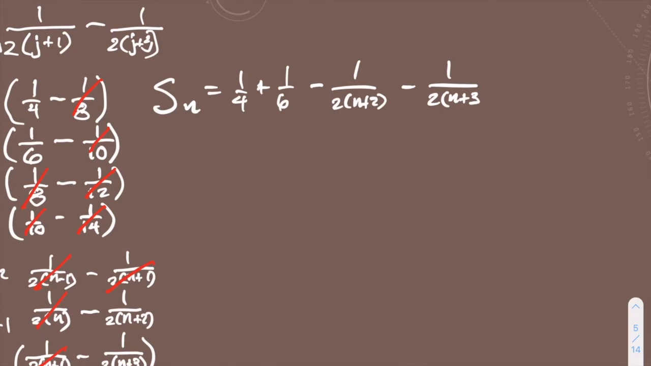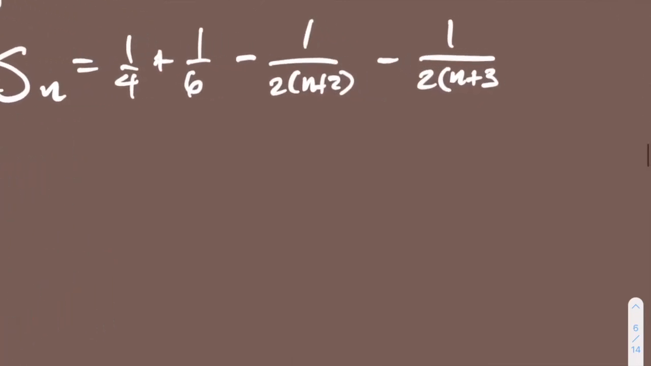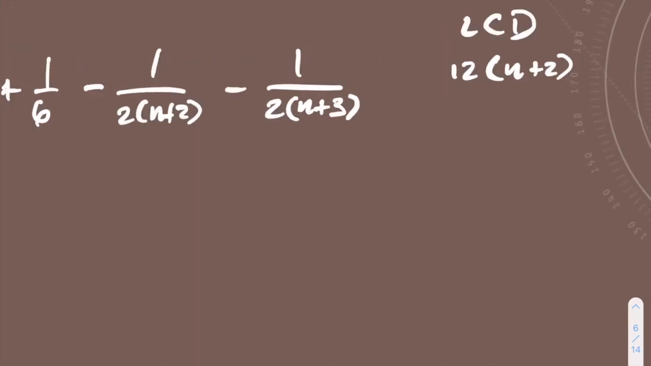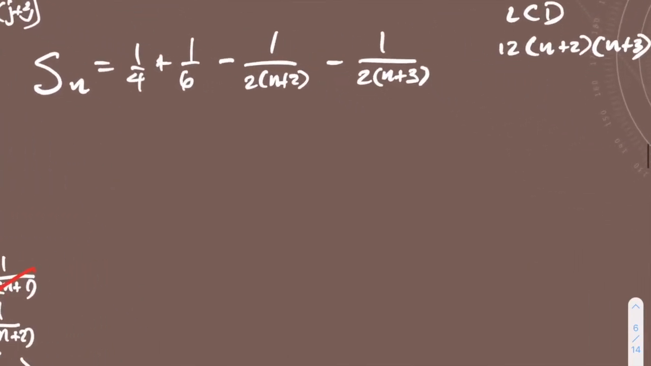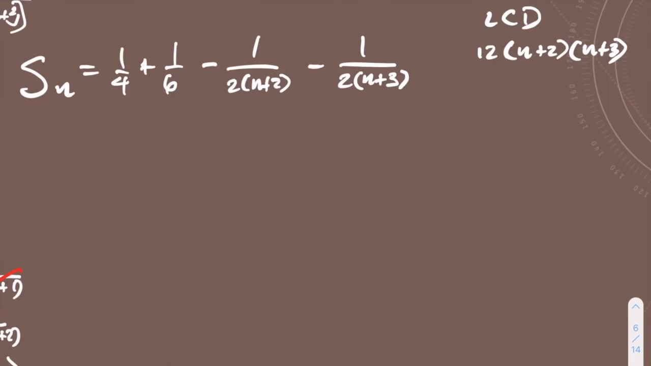So this just becomes now a matter of finding the lowest common denominator. I hope that you see that our lowest common denominator actually becomes 12 times n plus 2 times n plus 3. So that's what we're going after. And so each term needs to have top and bottom multiplied by something in order to get that common denominator to work. So we're going to write the common denominator down here.